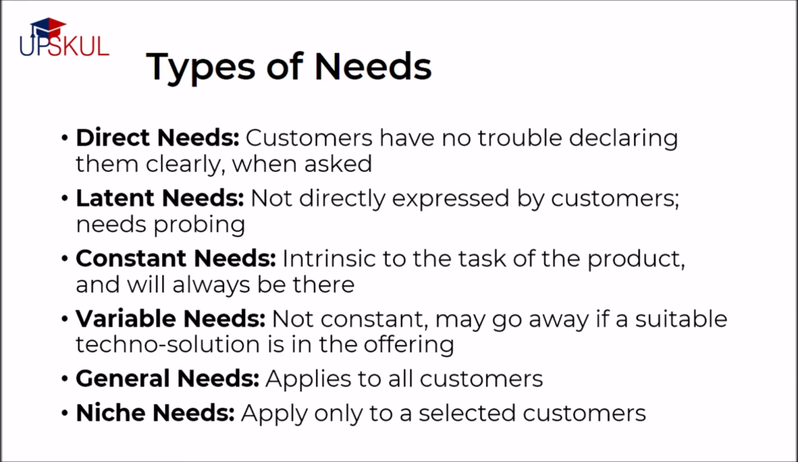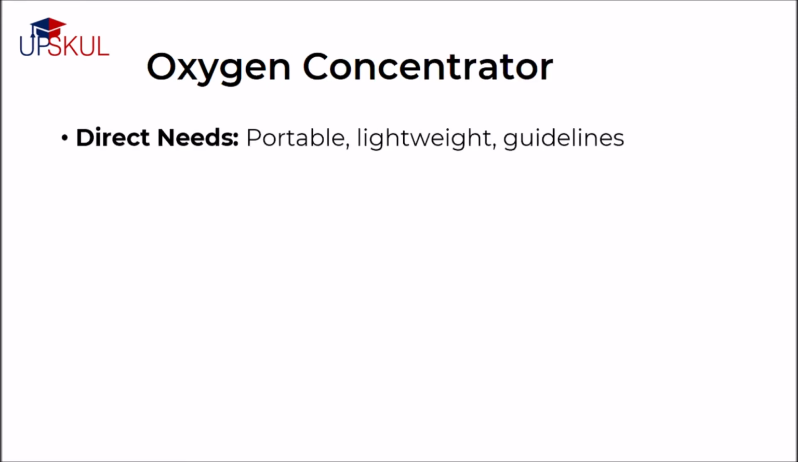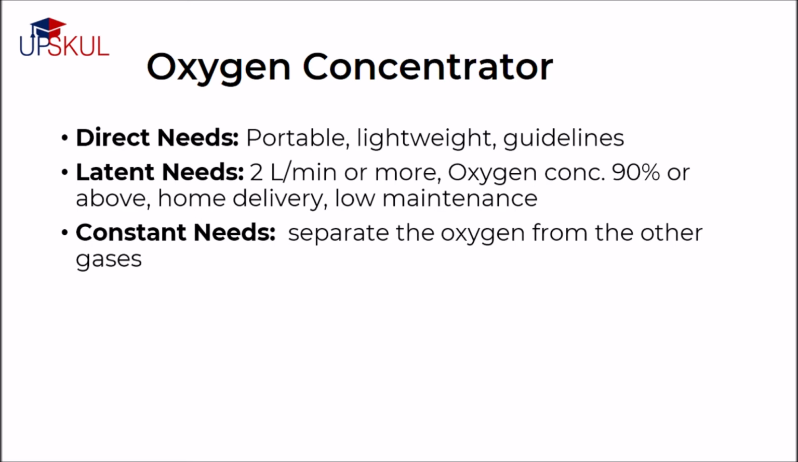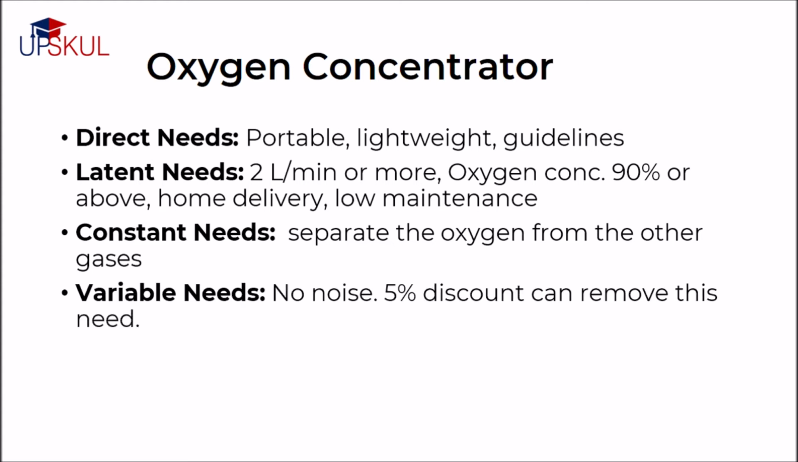In case of an oxygen concentrator, direct needs are that it be portable, lightweight, and have guidelines for use. Latent needs: 2 liters per minute or more of oxygen should be produced. Concentration should be above 90%. It should be available for home delivery and it should be very low maintenance. Constant need: the basic function of the oxygen concentrator, that it should separate oxygen from other gases in the environment. Variable needs: it could be that the product has no noise, but a discount of 5% can remove this kind of need.